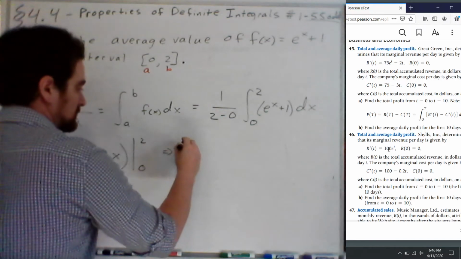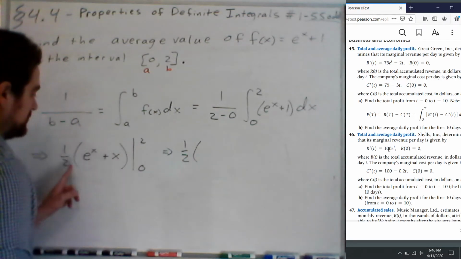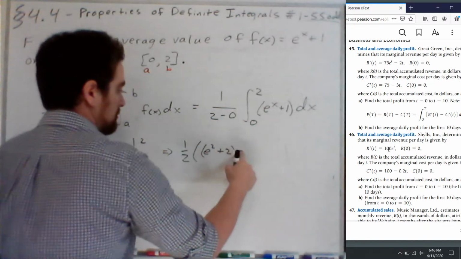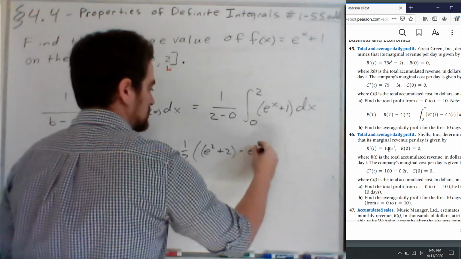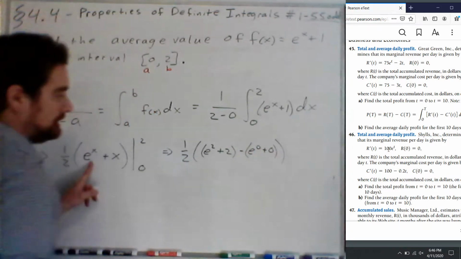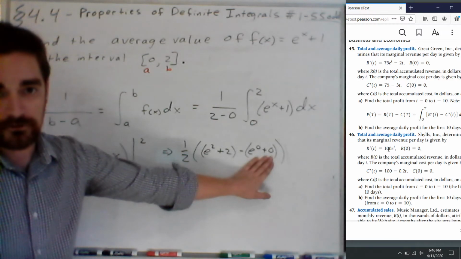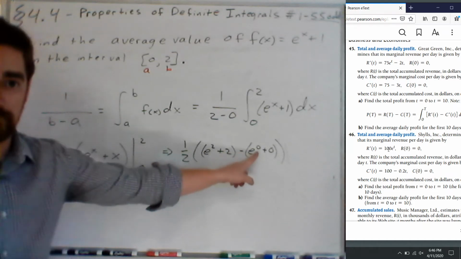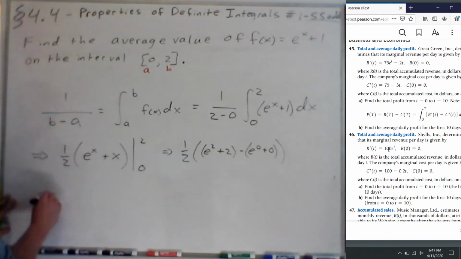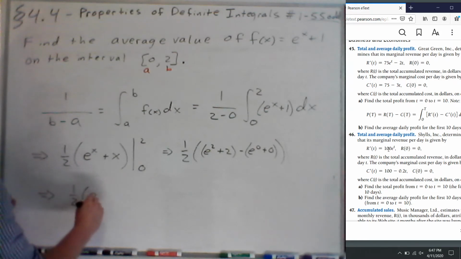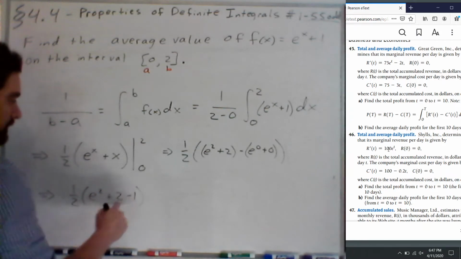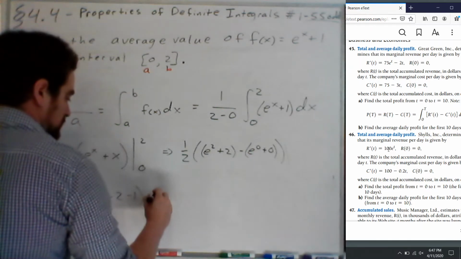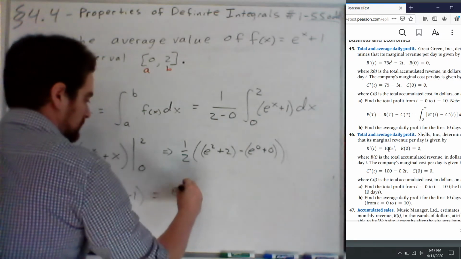So be careful, this half is just living out front, and we'll multiply that stuff later. Let's plug in our upper bound, e squared plus 2, minus, let's plug in our lower bound, e to the 0 plus 0. Now be careful, this whole thing over here isn't 0. E to the 0 is 1. So this is going to be minus 1, because e to the 0 is 1. So it's 1/2 times e squared plus 2 minus 1, coming from this guy, which is e squared plus 1 divided by 2.